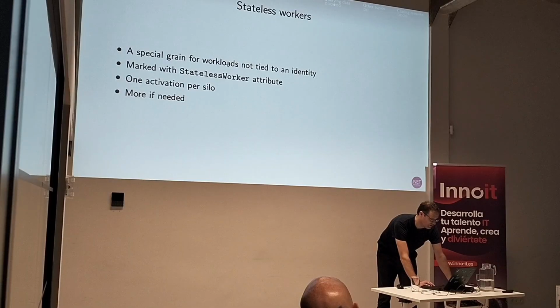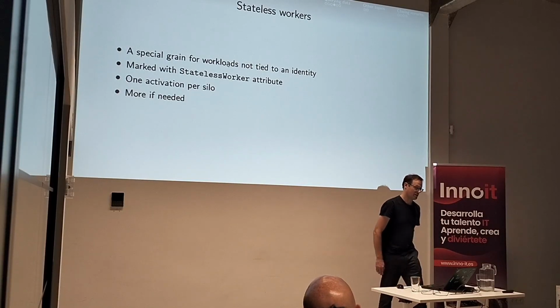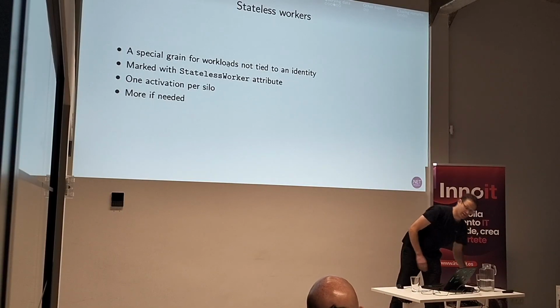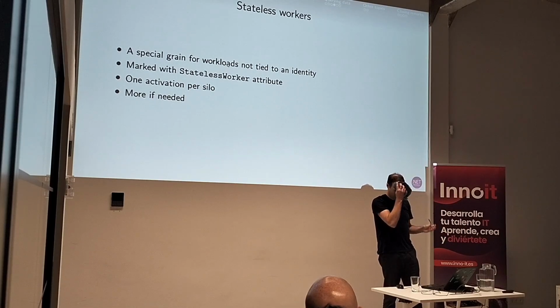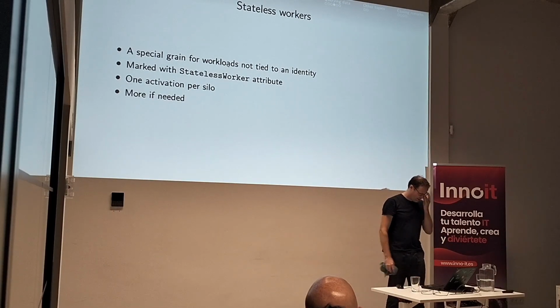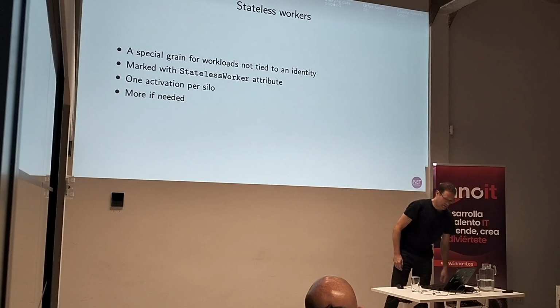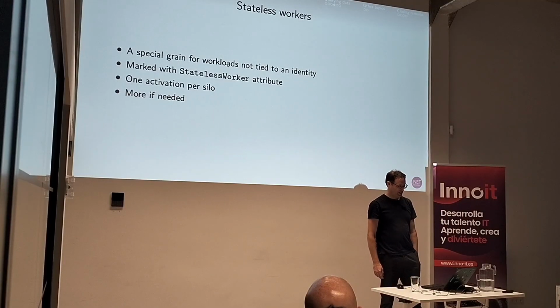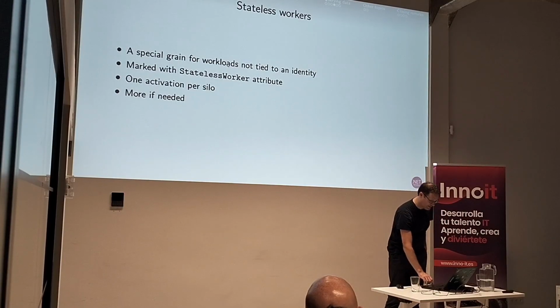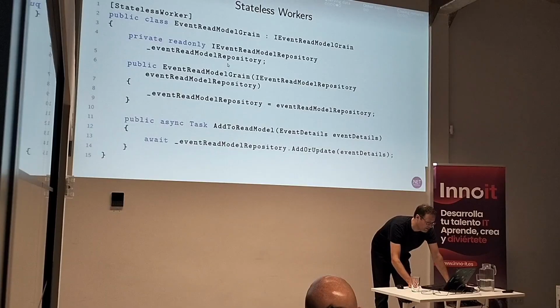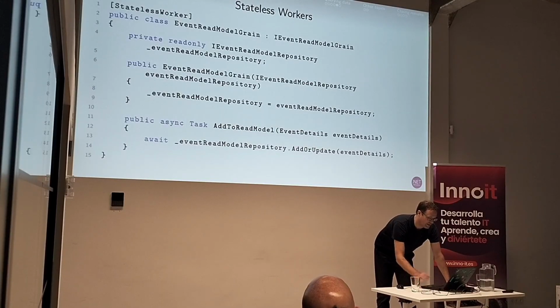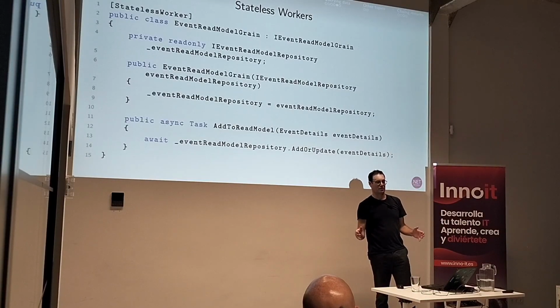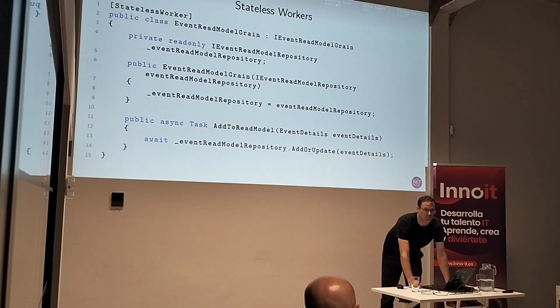And one of the things that we can do for that is use stateless workers. Stateless workers is a special type of grain for workloads that are not tied to any identity. We have typically one activation per silo and more if needed. An example you see here. If we want to write our data to a read model, then we can create a separate read model grain, which is a stateless worker. So again, if you have 10 silos, it will be instantiated 10 times, more if necessary.